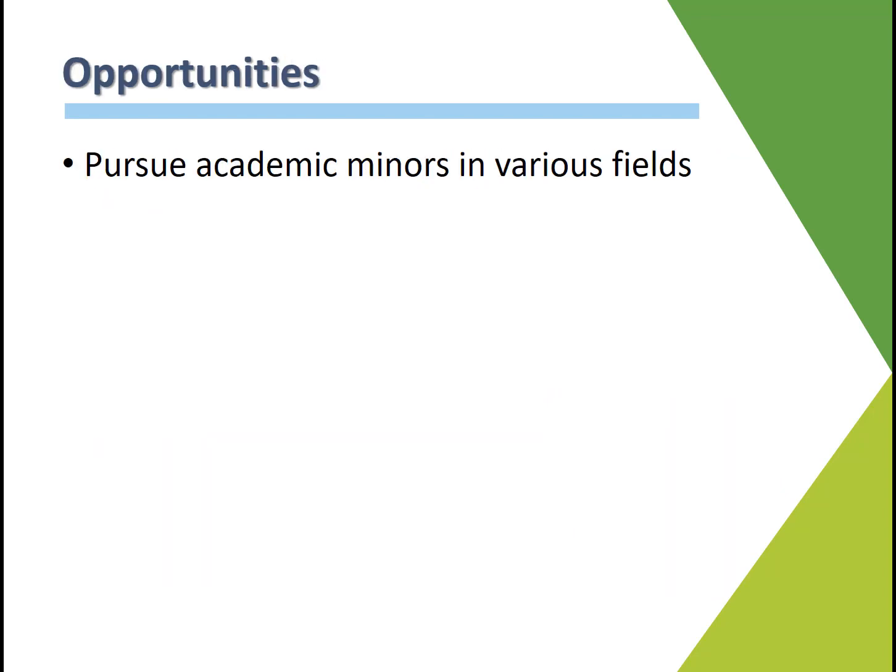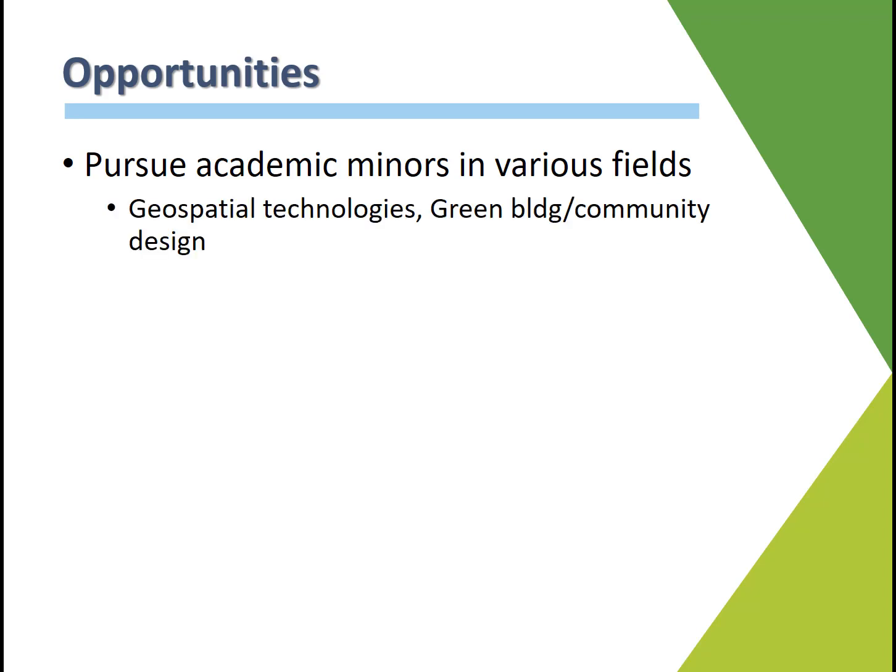The opportunities that this degree provides include finding academic minors around the UVM campus to focus on. The natural resource students on average have a greater number of students who are minoring in some other field beyond the Rubenstein School, or even within the Rubenstein School, than the other majors in the school. For example, many of our students are pursuing the geospatial technologies minor. Some have chosen the green building and community design minor.